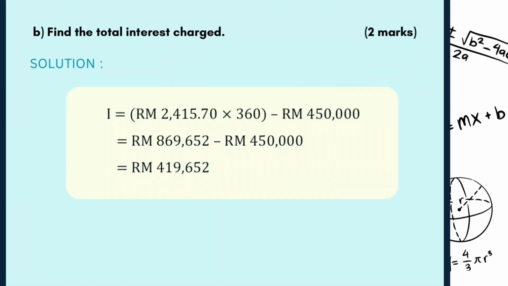For question B, find the total interest charge. For this question, we must find the total compounded interest first. Rm 2,450 ringgit 70 cents multiplied by 360. So it will be Rm 869,652 ringgit. After that, the total amount minus Rm 450,000, we will get the answer Rm 419,652 ringgit.